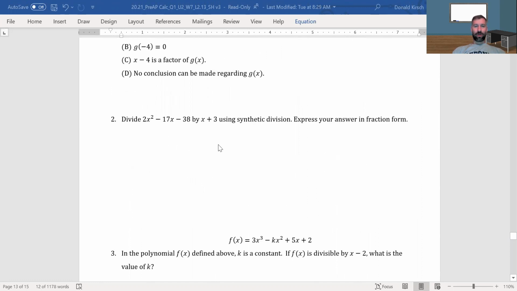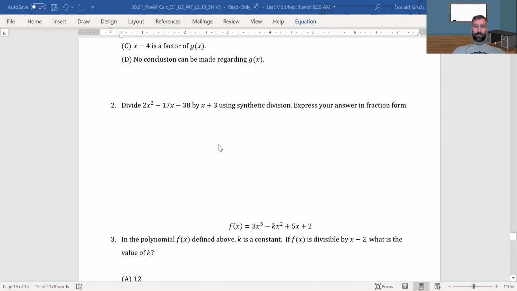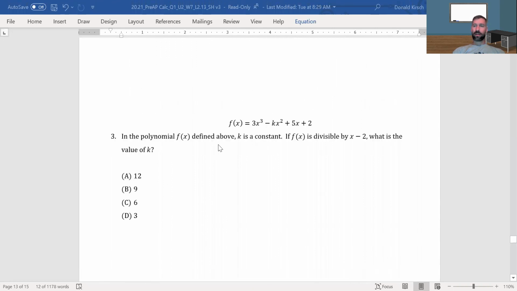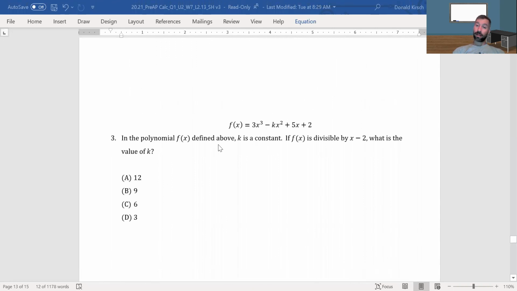What I want you to do is I want you to do all 3 of these as your exit ticket, hand it in at the end of class, and I'll see you tomorrow. Peace.